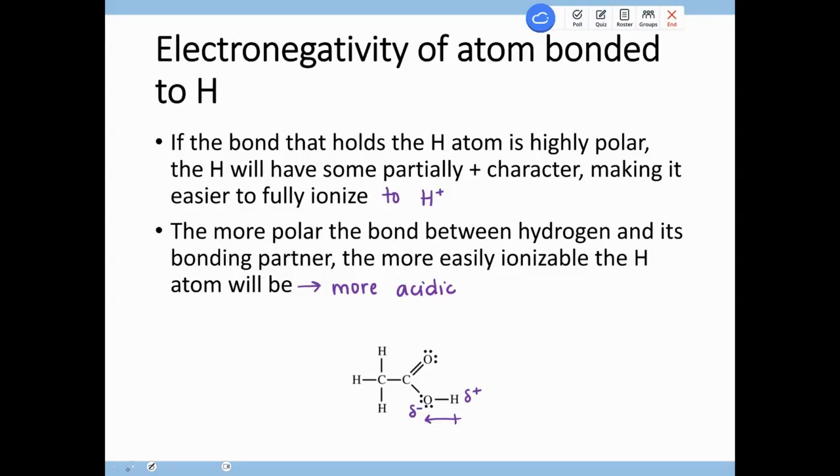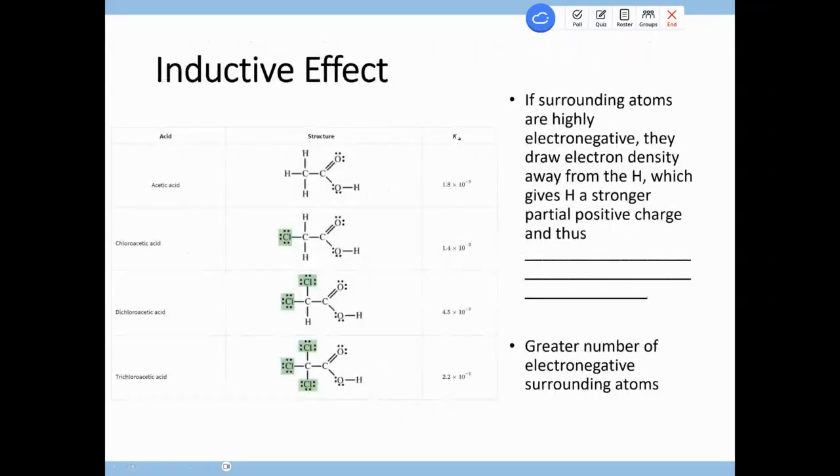Okay, one more factor. This is called the inductive effect. Looking at the chart here, the first molecule up there is acetic acid, the same molecule that we looked at on the previous slide, and we identified the hydrogen bonded to oxygen as the acidic hydrogen. That's the case for all of the molecules on this slide. Let's look at the difference between each of these.